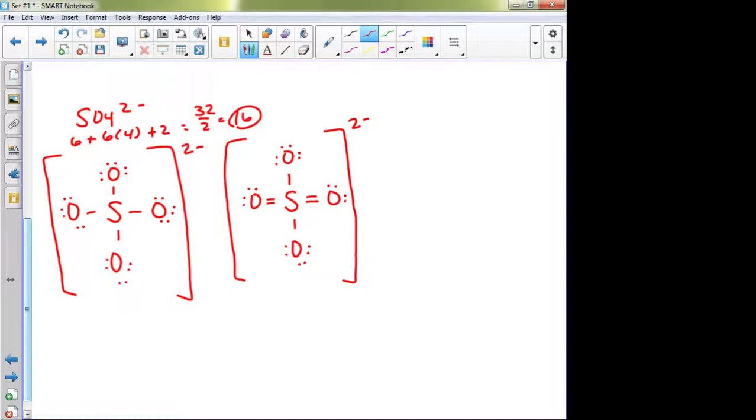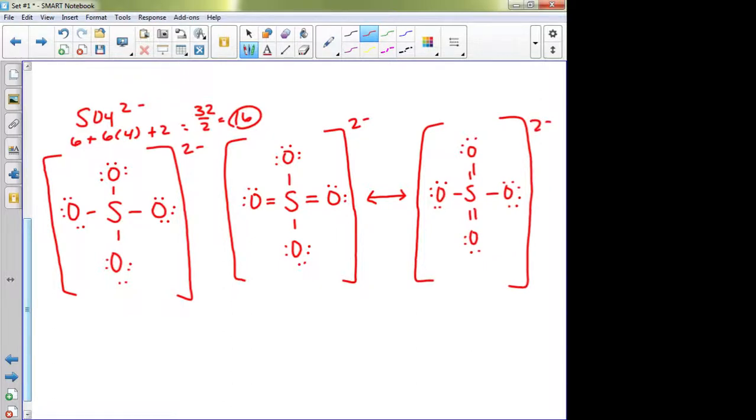Now, because I have 2 double bonds here and the single bonds here, is there another way I could draw this structure? Yes. I could put the double bonds on the top and bottom, and I could leave the single bonds on the side. So I've got to show that this is a resonance structure, where I could have my oxygens double bonded on the top and the bottom, and I could have my single bonds on the side.